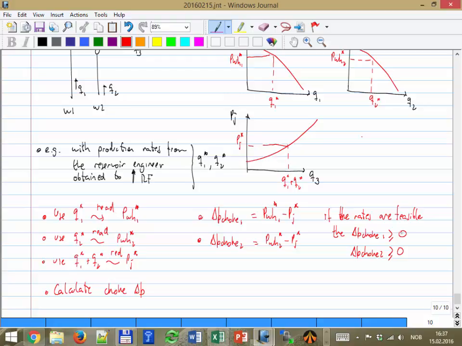Can I ask? Yes. For example, if P junction is too high, can we install a boosting pump at this point? Boosting I haven't done in class, but we can try. How do you do boosting here? We are going to have a separate session on production enhancement techniques, and we are going to talk about boosting. But let's see what happens with boosting right now.